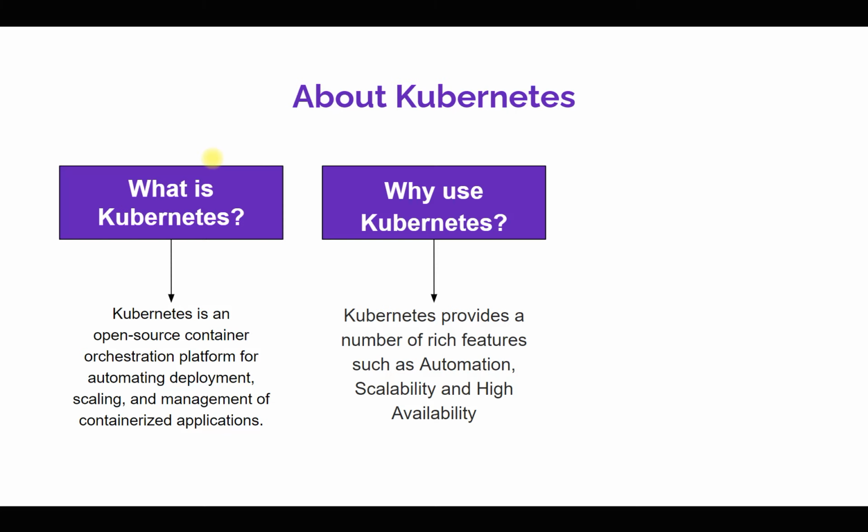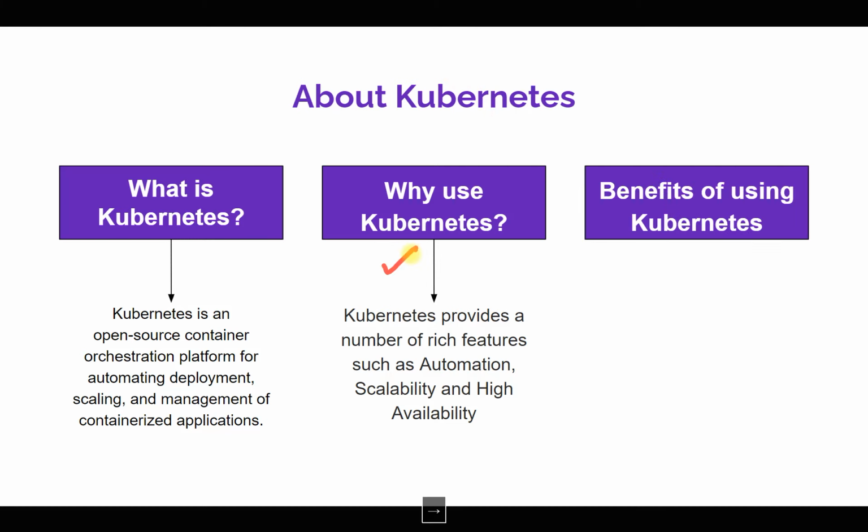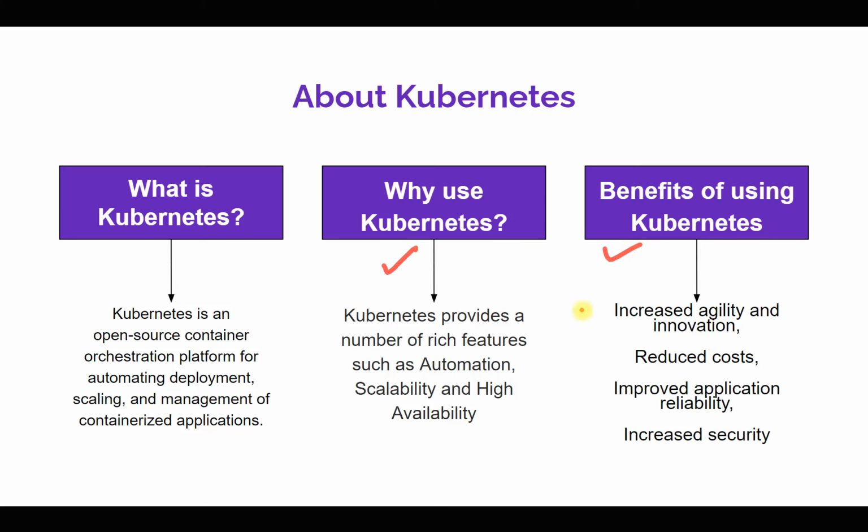Also, Kubernetes ensures that your applications are highly available, even if some of the nodes in your cluster fail. Your application will be up and running all the time. That's why we need Kubernetes very much in our modern environment. Next, we have the benefits of using Kubernetes. Kubernetes provides increased agility and innovation. It reduces the cost and also improves application reliability and security. So that's why we are using Kubernetes because of its benefits.